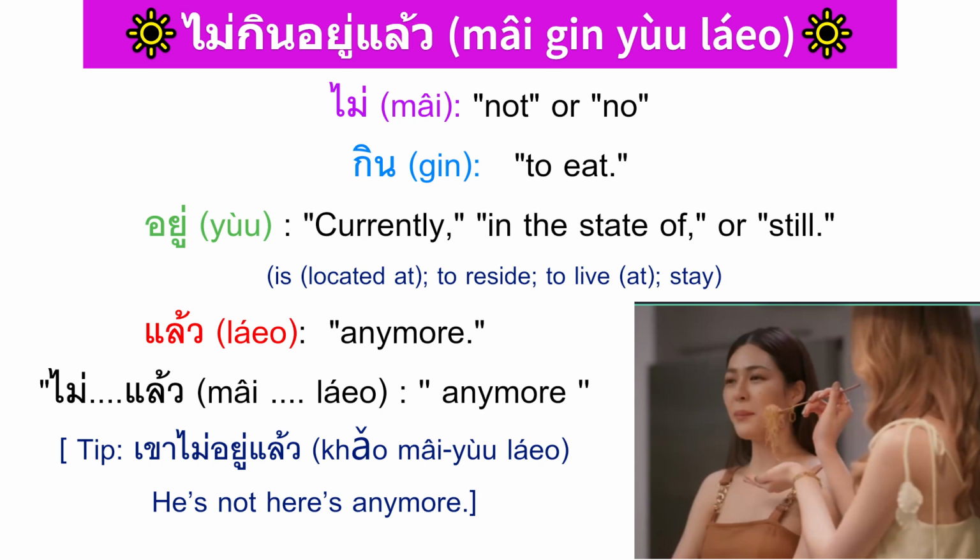ไม่ Not or no. It is a negation particle used to make the verb or action negative. กิน To eat. อยู่ Currently in the state of or still. This word is used to indicate the current state or ongoing situation. In this sentence, it adds emphasis that the state of not eating is ongoing or firmly established.